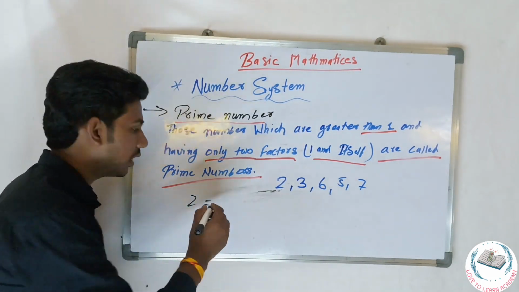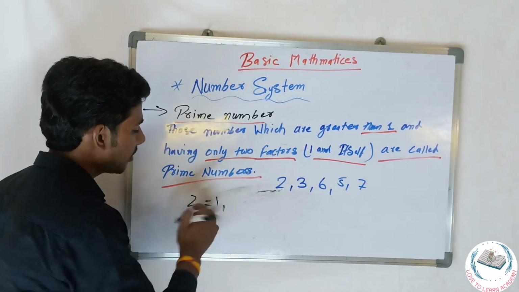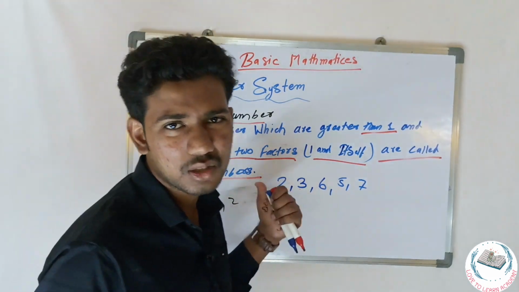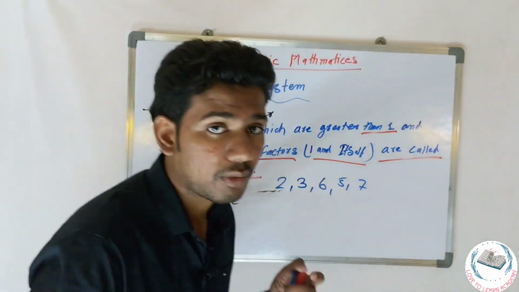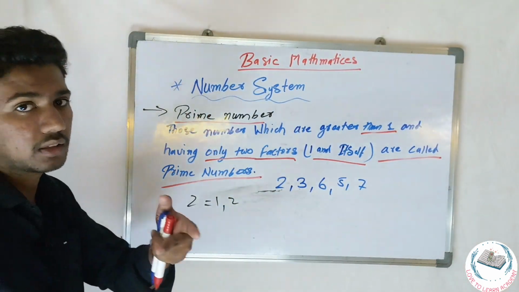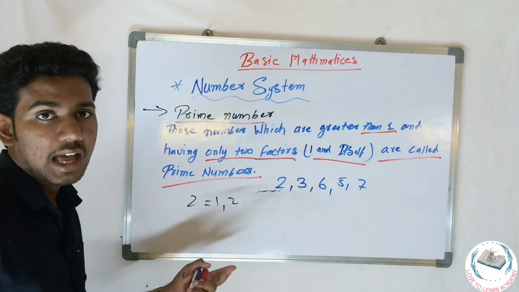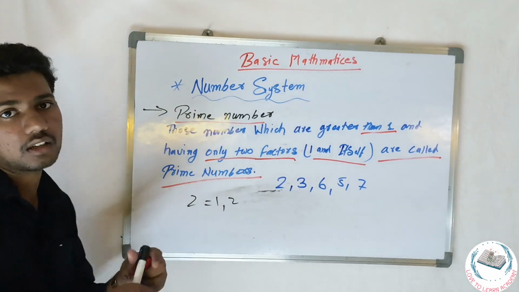2 will be divisible by 1 and it will be divisible by 2 only. Then after that, does any number divide 2? No one. So what is the rule of a prime number? The number which has 2 factors. It has 2 factors only, and it is divisible by 1 and itself.